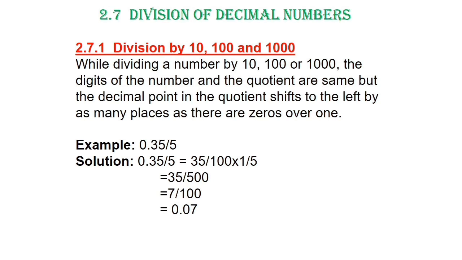0.35 divided by 5. 0.35 divided by 5 can be written as 35 by 100 into 1 by 5. Here we write 35 by 100 since our decimal point is before 2 digits, and that will give us 35 by 500. By further simplification, we get the answer as 7 by 100, which is equal to 0.07.